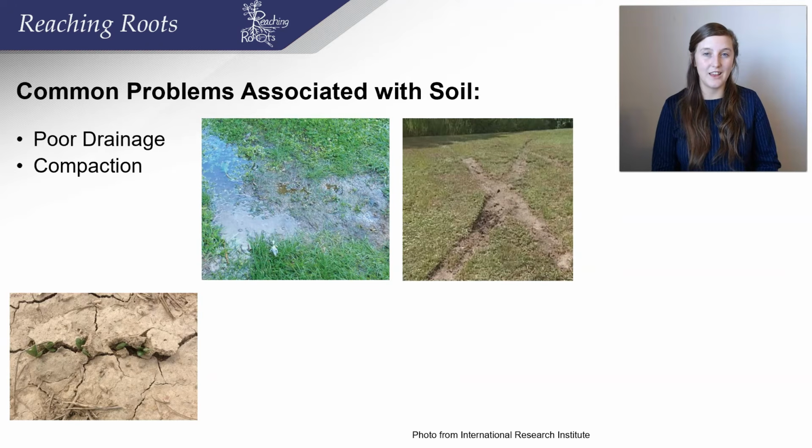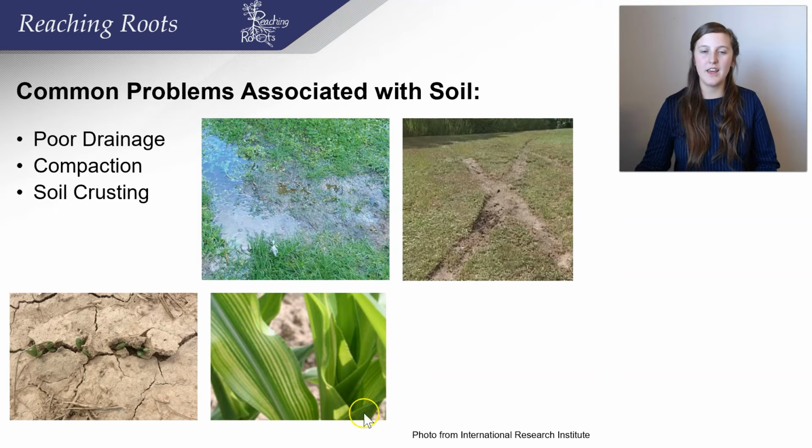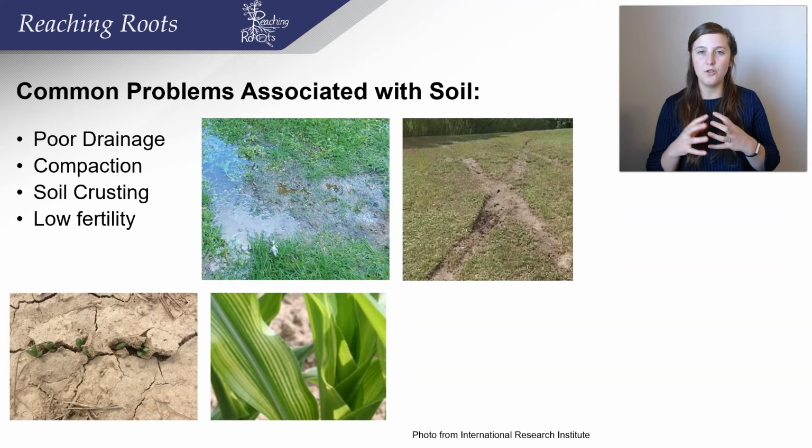What type of soil do you think we have here? If you said clay, you're correct. Soil crusting is common in clayey soils. In this picture, you see a corn plant that's nutrient deficient. What type of soils have a fertility problem, meaning that they don't hold nutrients very well? If you said a sandy soil, you're correct.